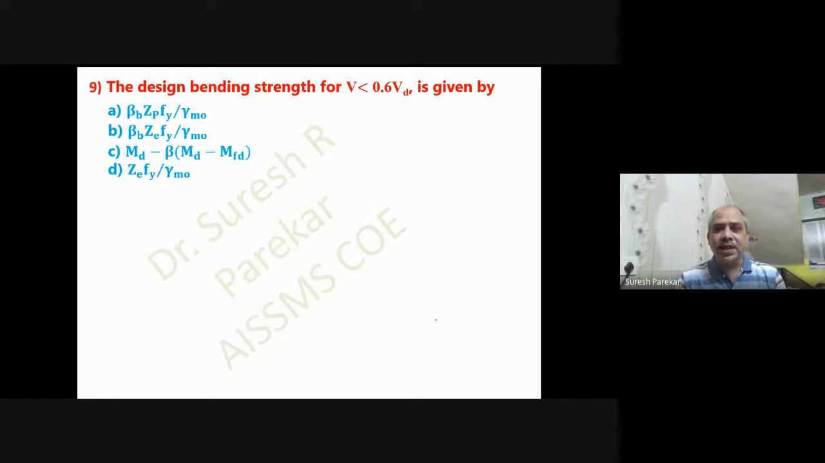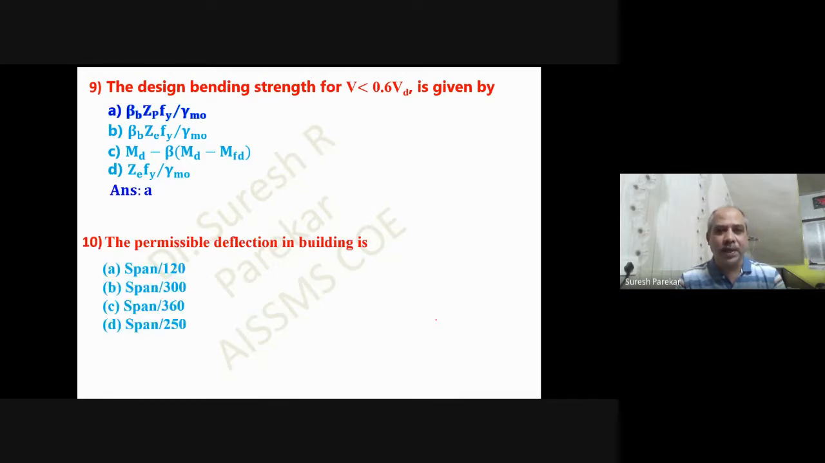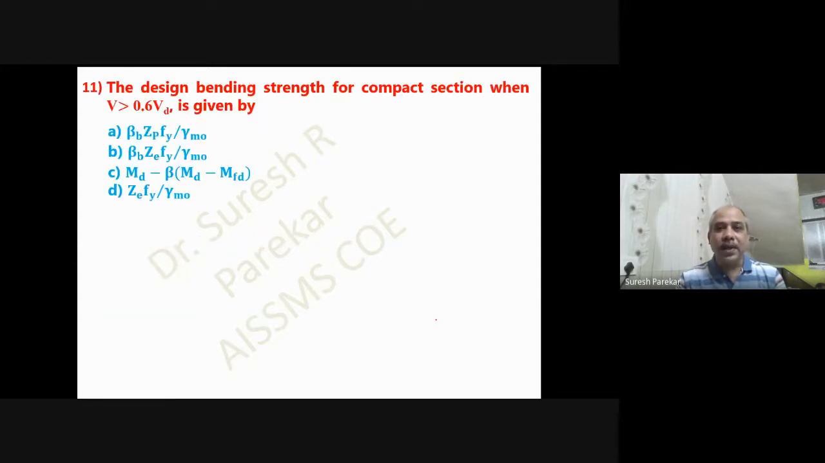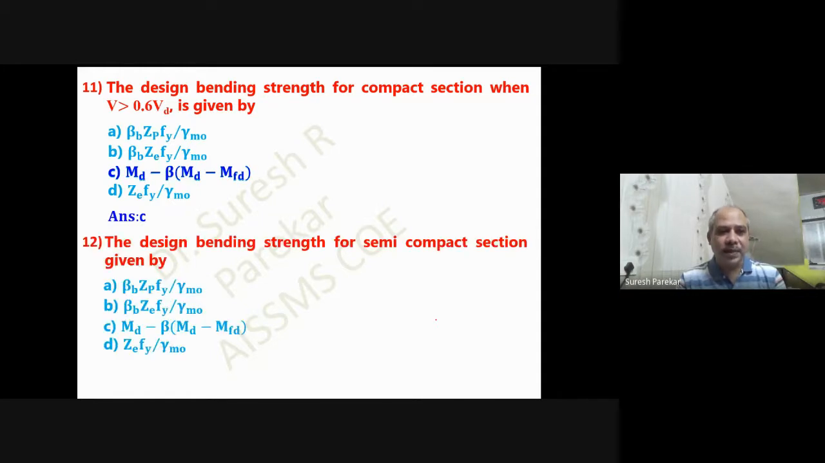The design bending strength for V less than 0.6 VD is given by beta B ZP Fy upon gamma M. The permissible deflection in building is given by span by 300. This is in your table number 6. And the design bending strength for compact section when V is greater than 0.6 VD is in section 9, where we have combined action, and that is MD minus beta, MD minus MFD.